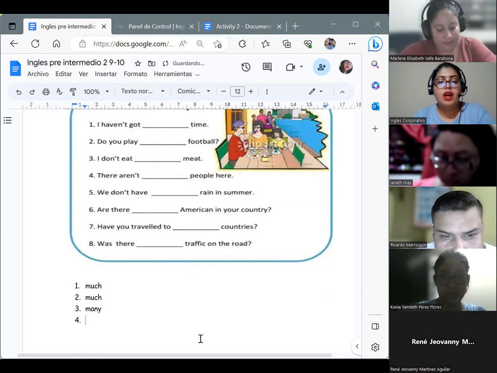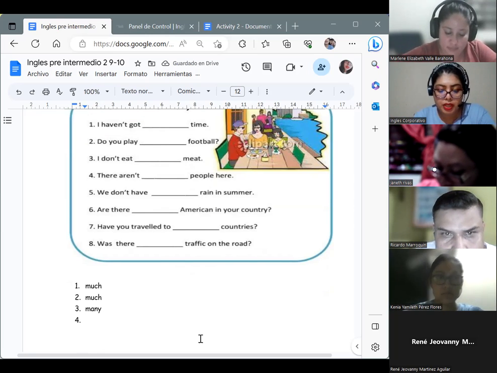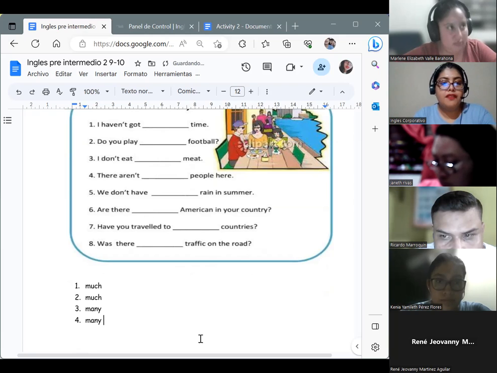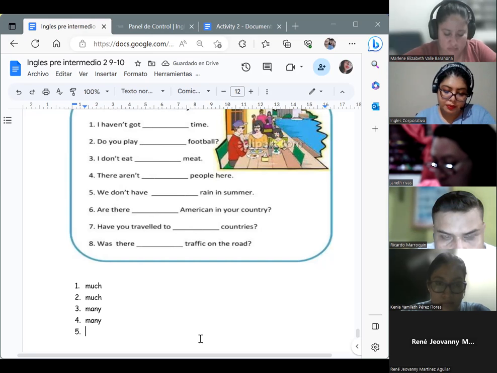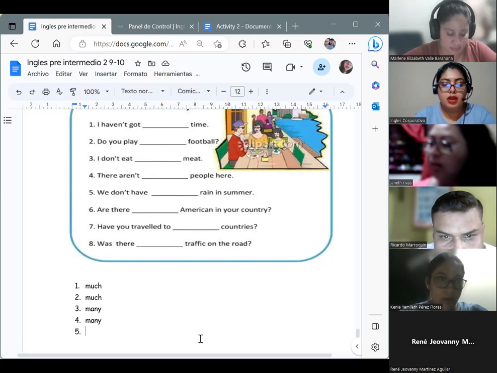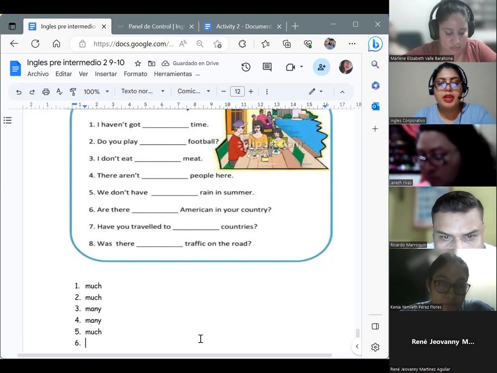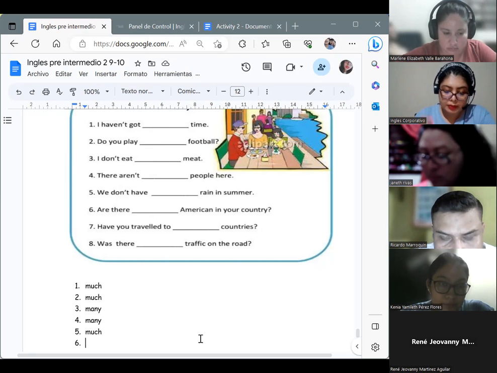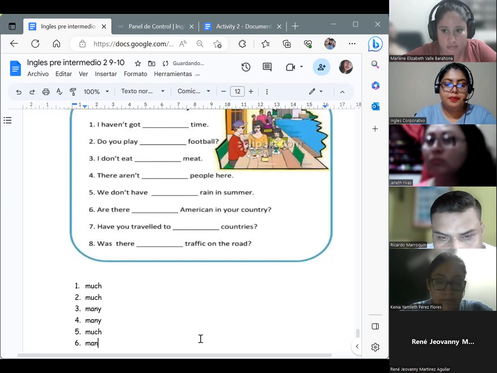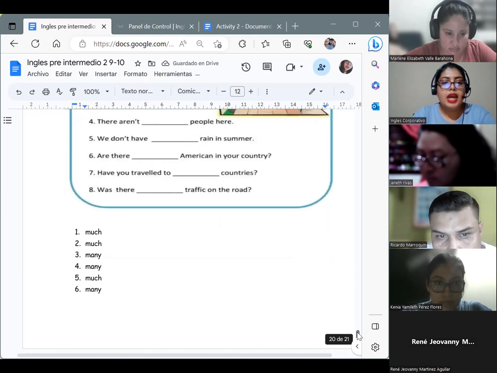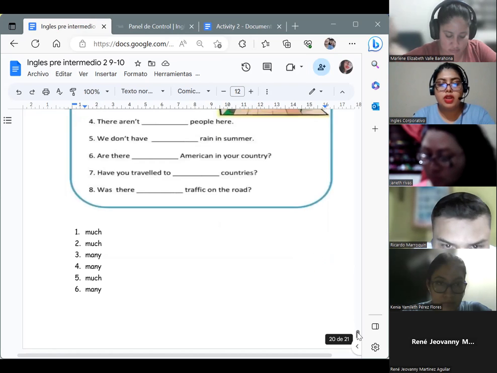Number four, there aren't many or much people here. Many. Number five, we don't have much or many rain in summer. Much. Very good. Number six, are there many or much American in your country? We are talking about people. Many. It's a countable noun. Number seven. Okay, sorry. Don't worry.